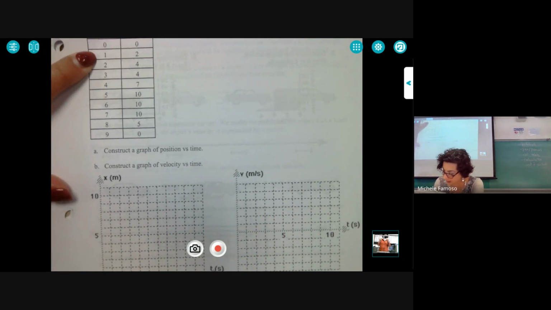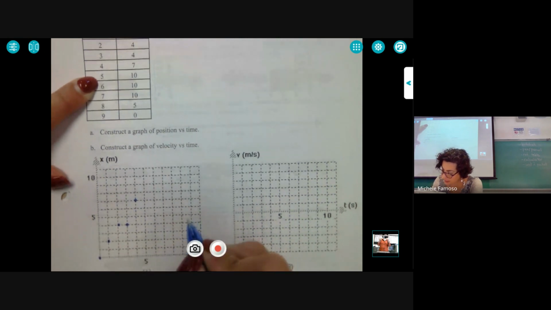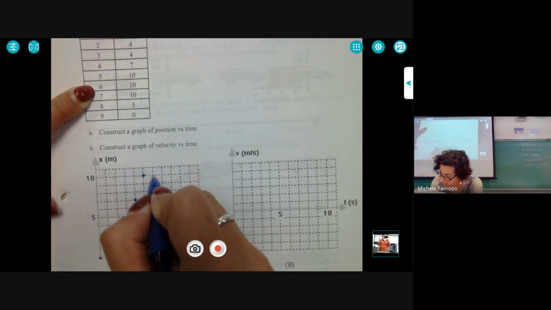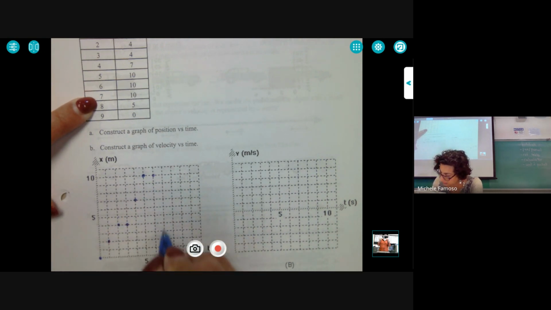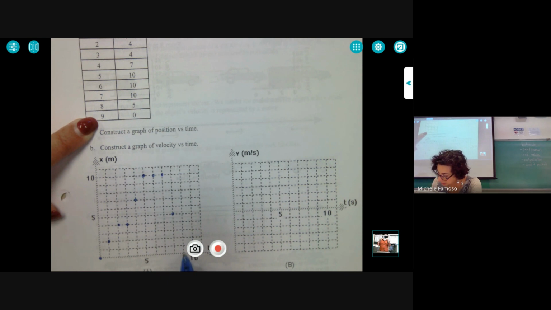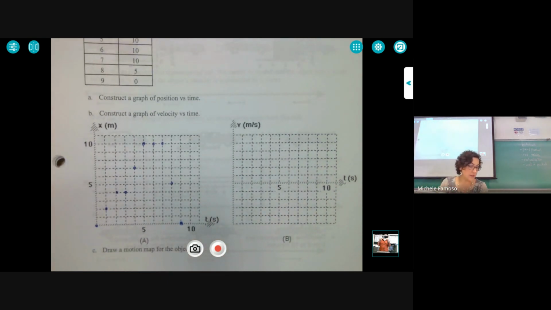So I've got all the times and the positions labeled, so I just have to plot the points. 0 at 0, 1 at 2, 2 at 4, 3 is also at 4, 4 is at 7, 5 is at 10, 6 is at 10, 7 is at 10, 8 is at 5, 9 is at 0. You're going to have multiple line segments on this graph.